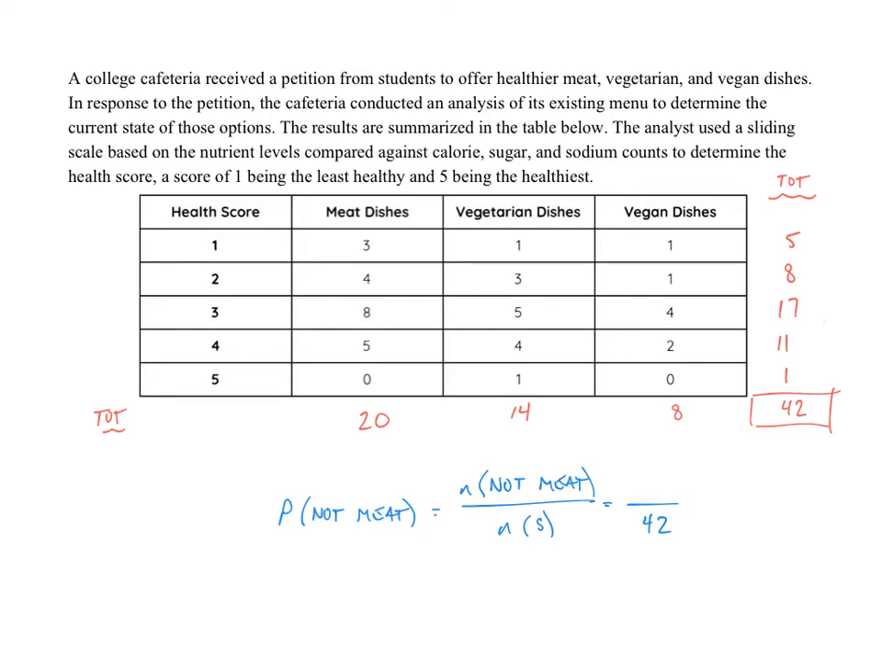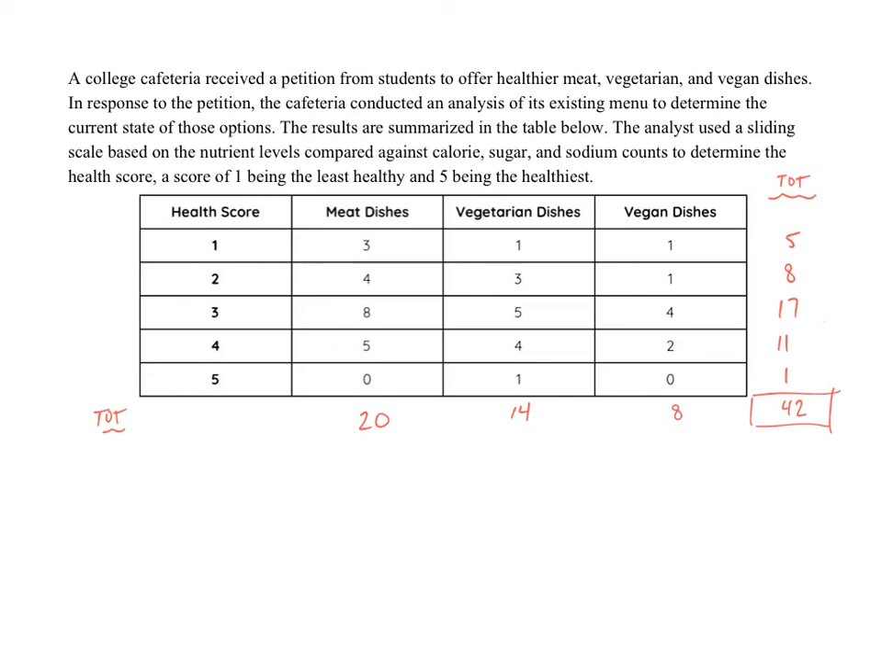And now I need to know how many dishes are not meat dishes. So vegetarian dishes are not meat dishes, and vegan dishes are not meat dishes. So if I add those two together, I'll get the total number of dishes that are not meat dishes. All right, so that's going to be 22 dishes. It's all the dishes except for these 20. And so when I reduce that, it's 11 over 21. The last question here.